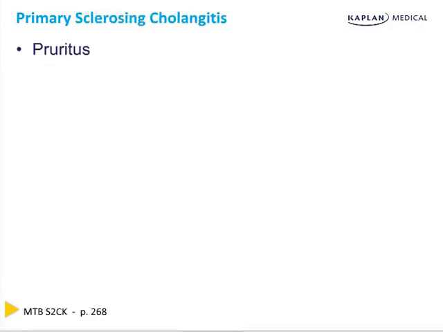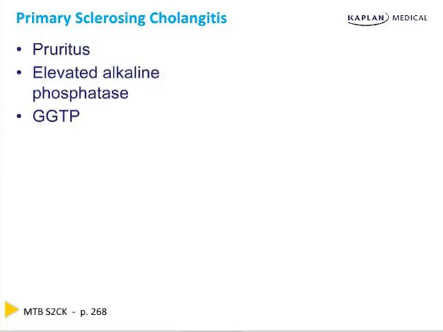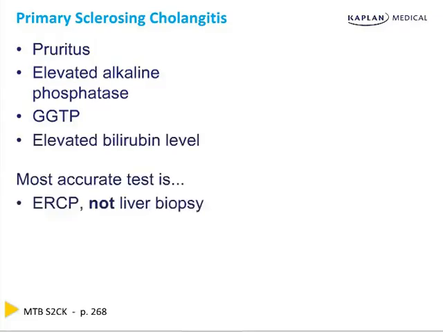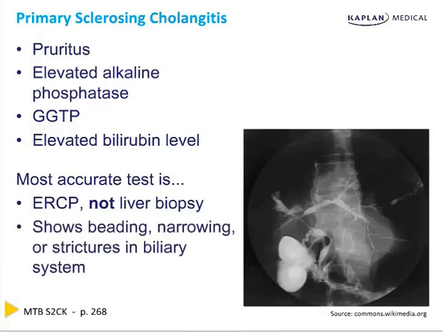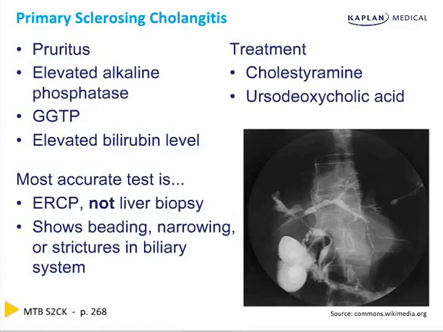Primary sclerosing cholangitis is an autoimmune condition that presents with pruritus, elevated alk-phos, elevations in GGTP, and elevated bilirubin. The most accurate test is actually an ERCP, not a liver biopsy. It will show beading, narrowing, or strictures in the biliary system, as seen here on the cholangiogram on the right. The treatment is with cholestyramine and ursodeoxycholic acid.